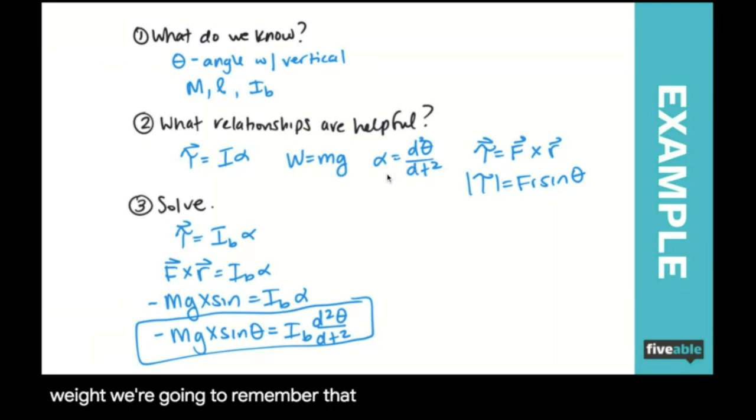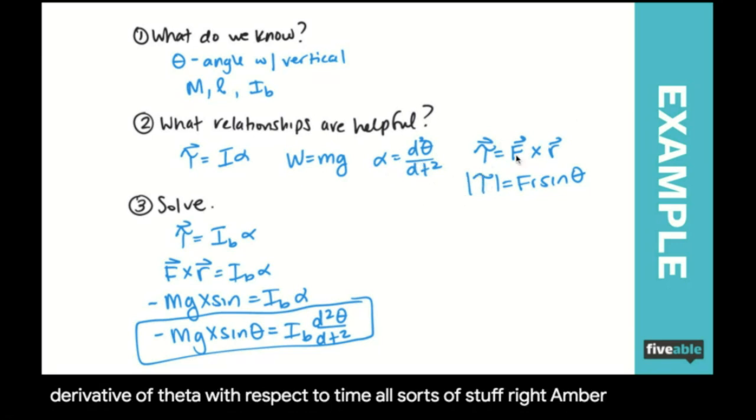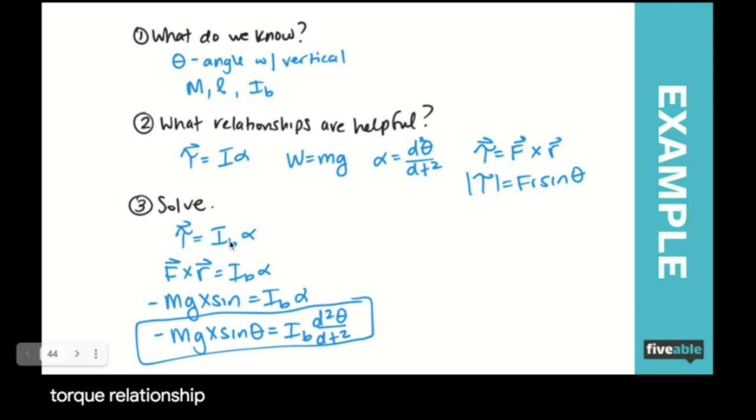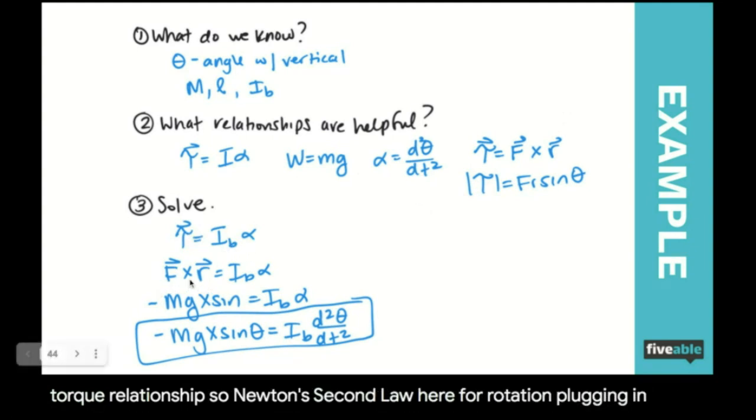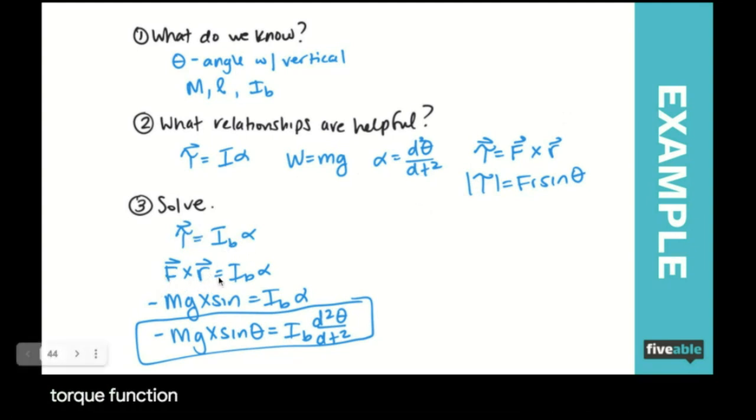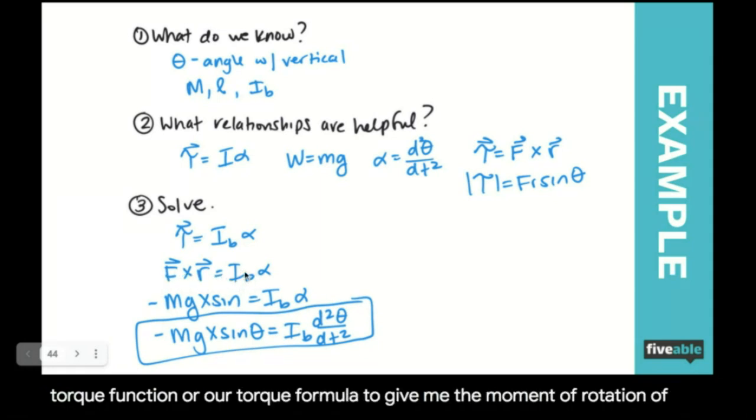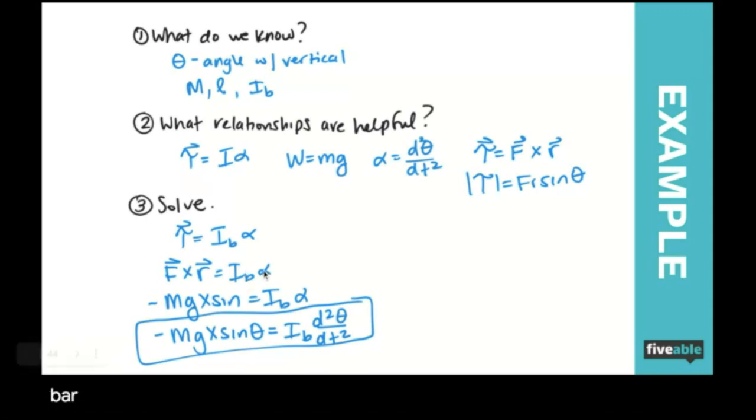We're going to remember that the angular acceleration is the second derivative of theta with respect to time. All sorts of stuff, right? And we're going to use our torque relationship. So Newton's second law here for rotation, plugging in our torque formula, gives me the moment of rotation of the bar times the angular acceleration.